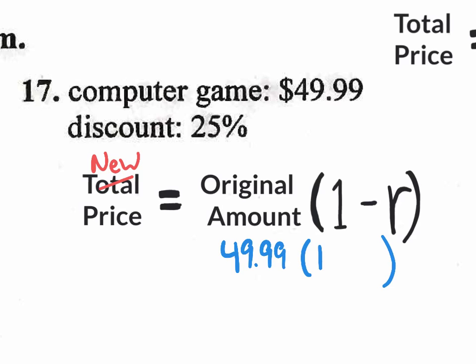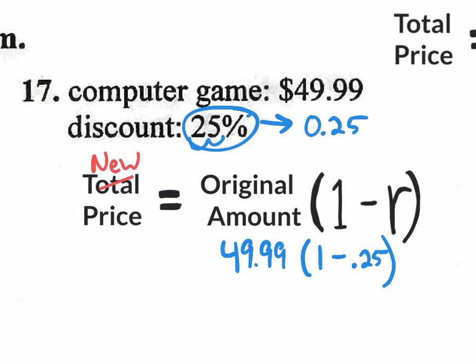Multiplied by 1 minus R. But R, you want it as a decimal, which is going to be what? 0.25. It says 25% discount. The discount's 25%, but you can't just write 25. You have to write it as a decimal, which means you take that decimal, move it over 2 spaces, which it's going to go in as a 0.25.